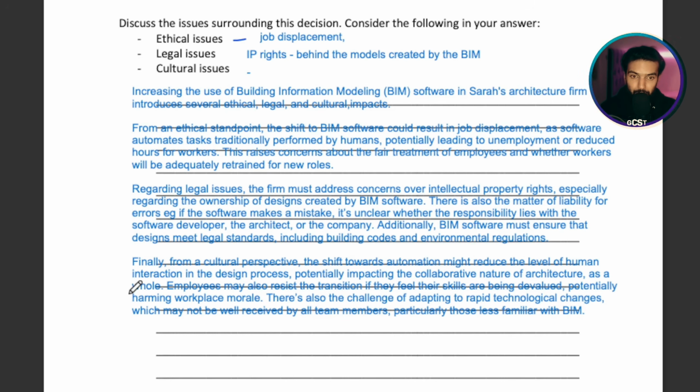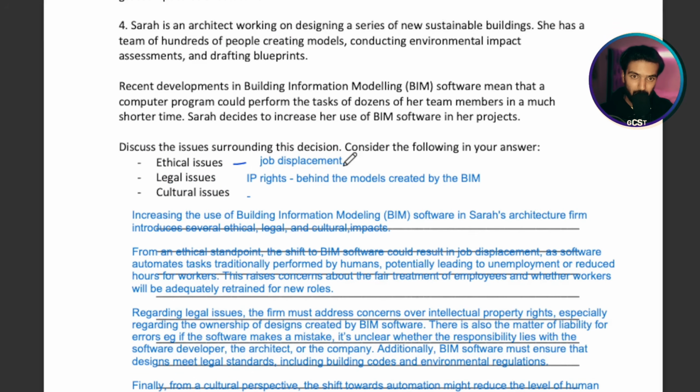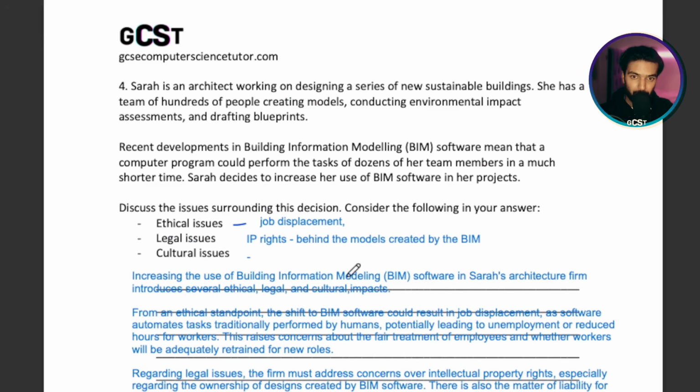Finally, from a cultural perspective, the shift towards automation might reduce the level of human interaction in the design process, potentially impacting the collaborative nature of the architecture. Because obviously in architecture, people collaborate, different people working in different sectors might come into the office and discuss what they've learnt. For example, it says in the question that there's different people doing certain things.